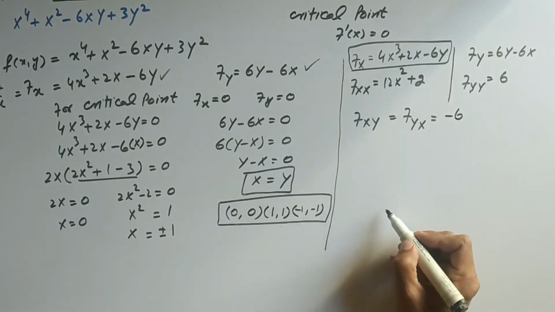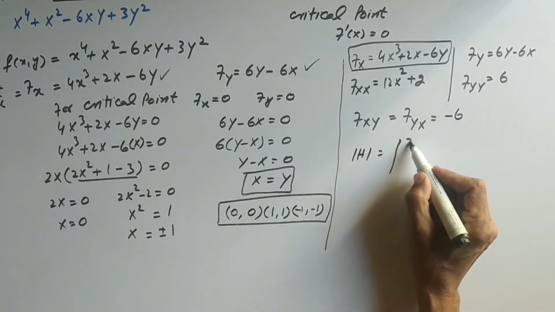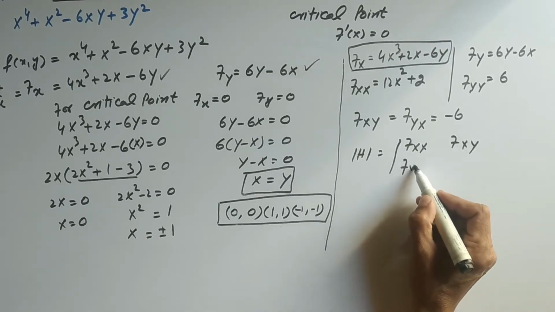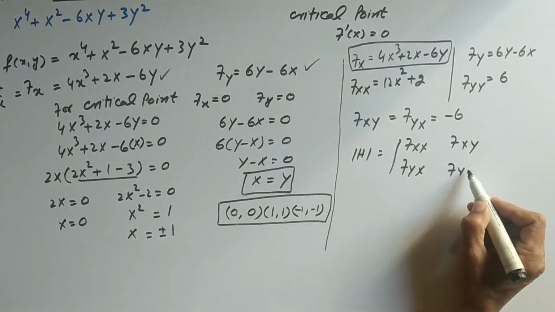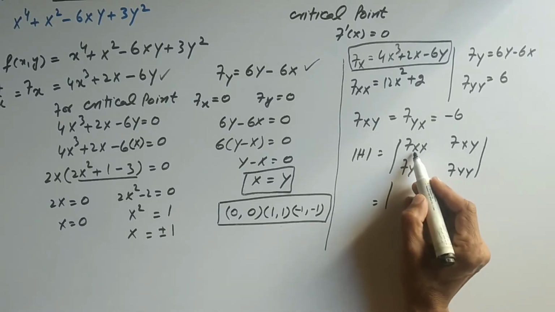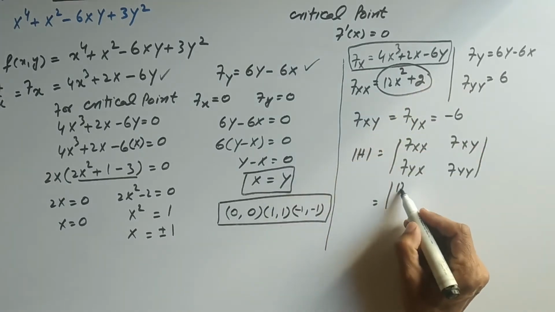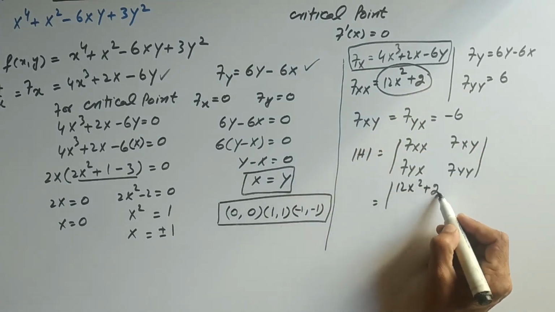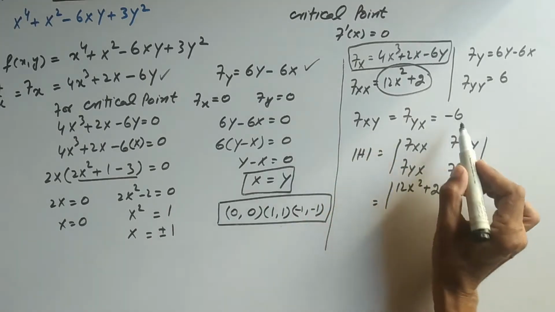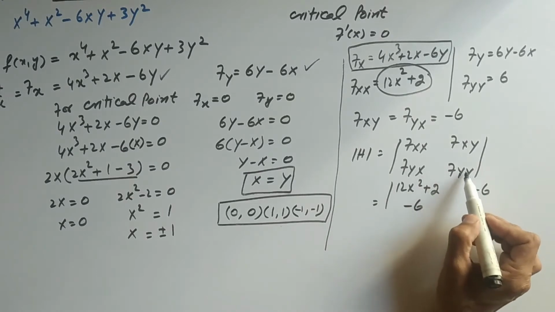Now the Hessian matrix we will write as f double x, f xy, f yx and f double y. F double x is what? F double x is this, the equation 12x square plus 2. F xy is minus 6, and minus 6 is here, and f double y is 6.